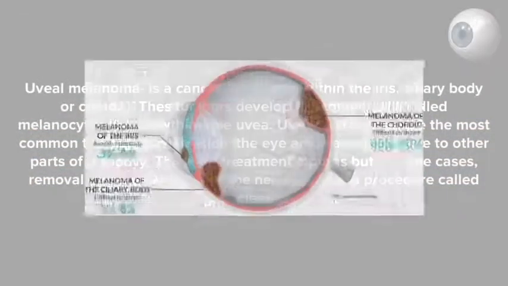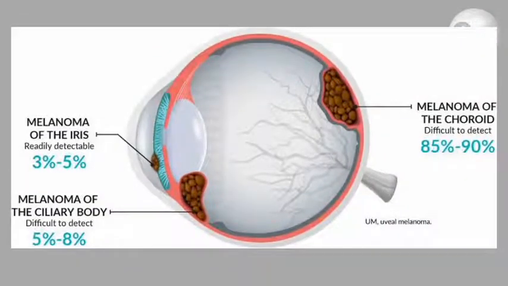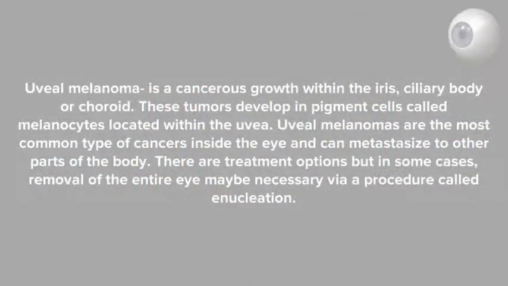Uveal melanoma is a cancerous growth within the iris, ciliary body, or choroid. These tumors develop in pigment cells called melanocytes located within the uvea. Uveal melanomas are the most common type of cancers inside the eye and can metastasize to other parts of the body. There are treatment options, but in some cases, removal of the entire eye may be necessary via a procedure called enucleation.